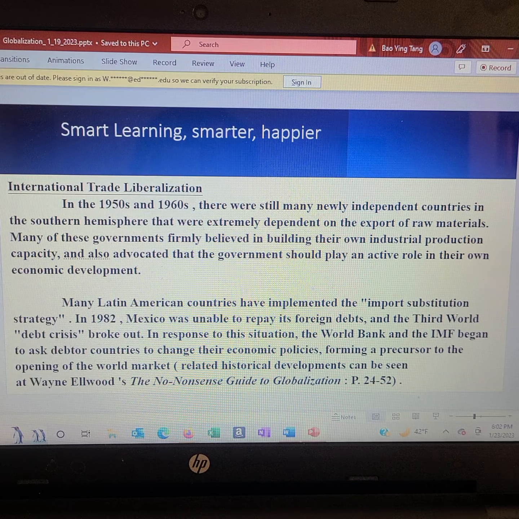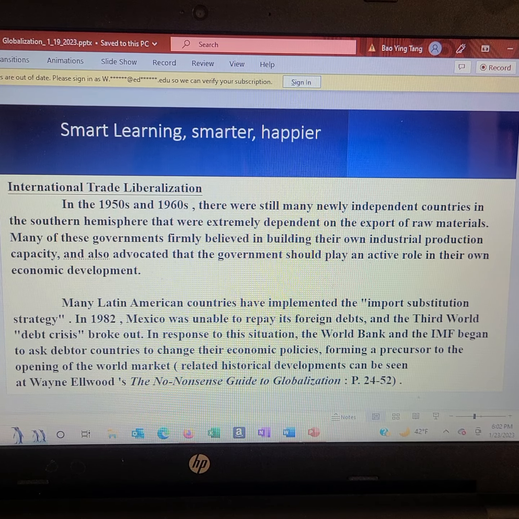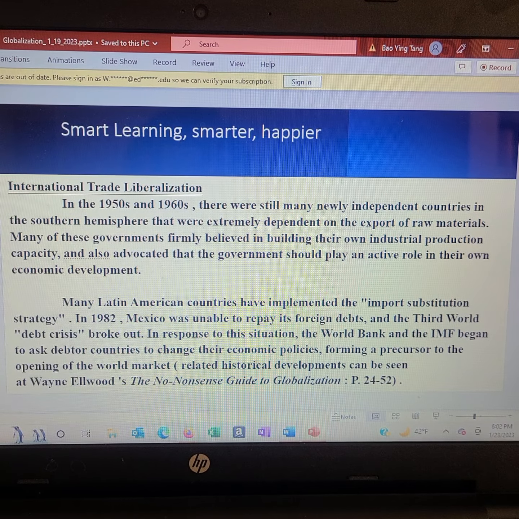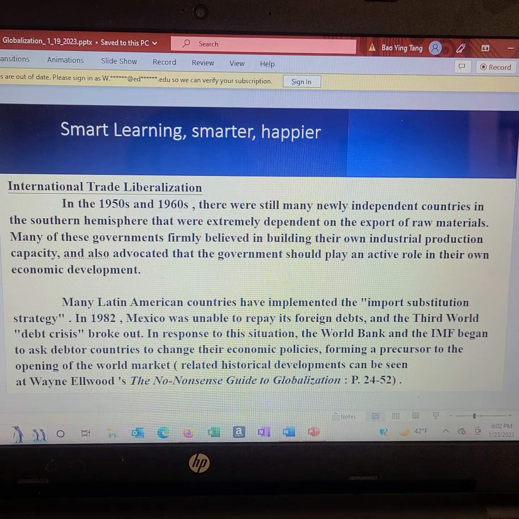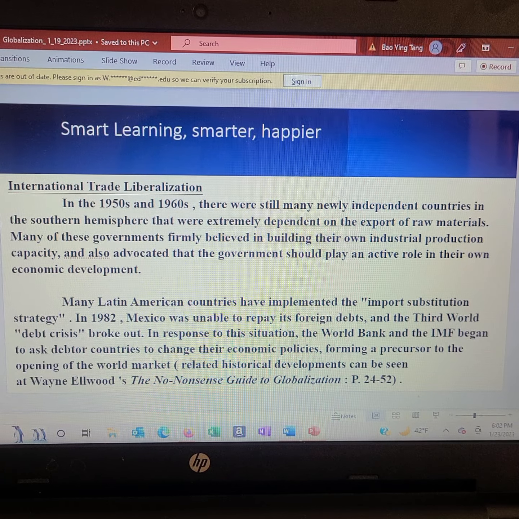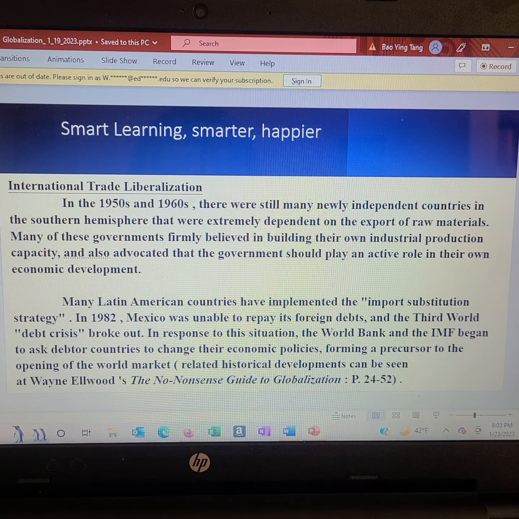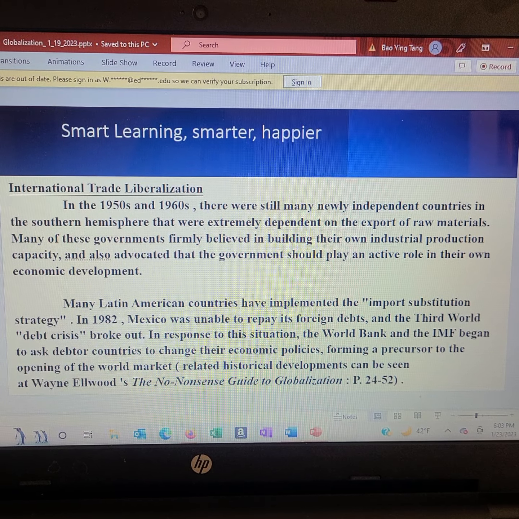In 1982, Mexico was unable to repay its foreign debts, and the Third World debt crisis broke out. In response to this situation, the World Bank and the IMF began to ask debtor countries to change their economic policy, forming a precursor to the opening of the world market. Related historical development can be seen at Wayne Ellwood's The No-Nonsense Guide to Globalization.